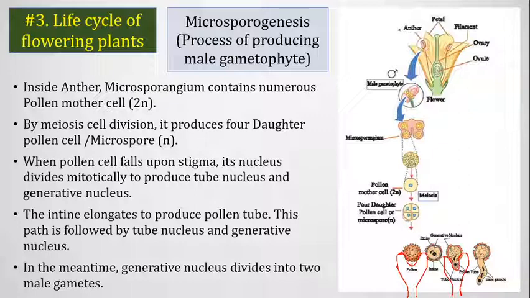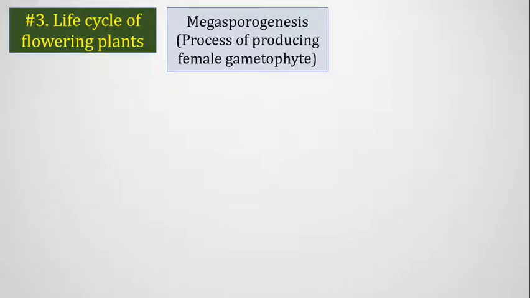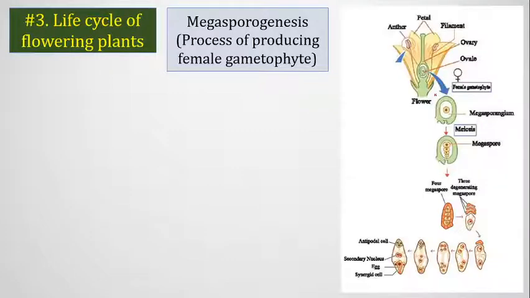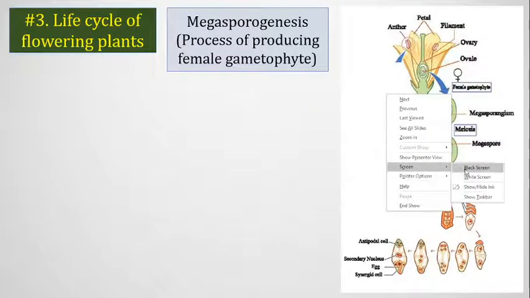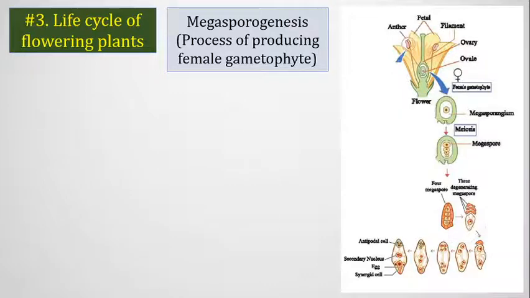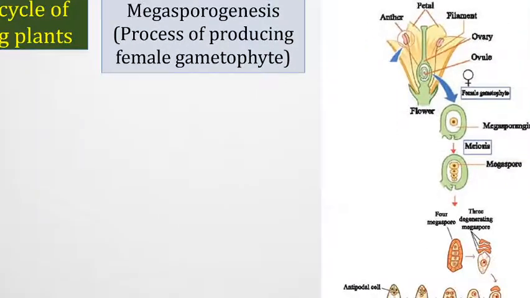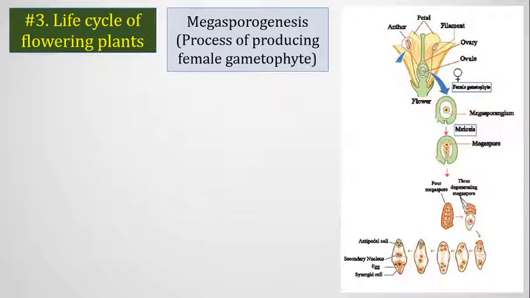Now we will discuss megasporogenesis. That means the production of the megaspore, the process of producing the female gametophyte. So we observe this figure. I have also merged two separate figures together to make this, and this figure shows how megaspores are produced inside the ovule, and then how the ovule undergoes some change to produce the ovum and secondary nucleus.